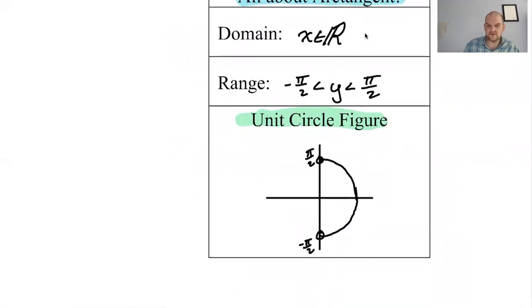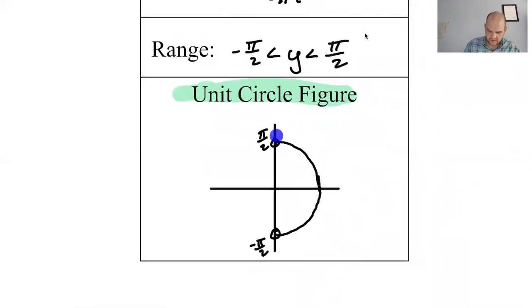And that's why when you look at this little picture, we have open circles here. The open circles there are really important. They're the most important part. I mean, you have to get the quadrants right and everything, but remember, you can't have negative pi over 2 or pi over 2. Those are going to be horizontal asymptotes of the graph of arctangent, or inverse tangent.